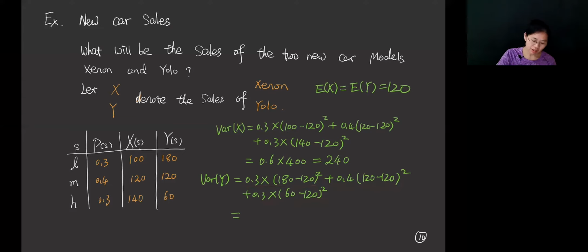Therefore, the variance of Y is 0.6 times 60 squared, which is 3,600. 0.6 times 3,600 turns out to be 2160. So the variance of Y is a lot higher than the variance of X. So the sales of YOLO is a lot more dispersed than the sales of Xenon.